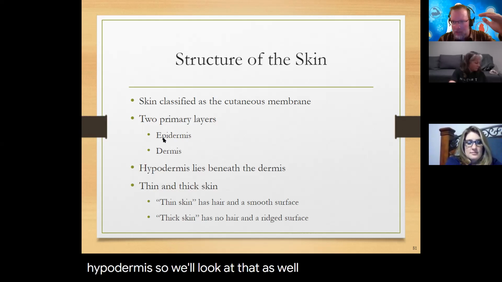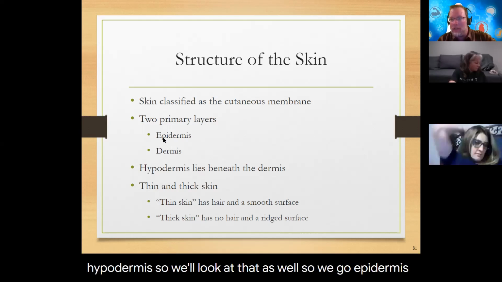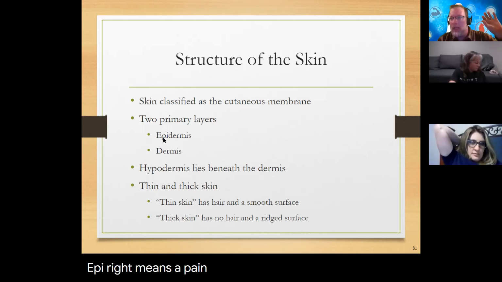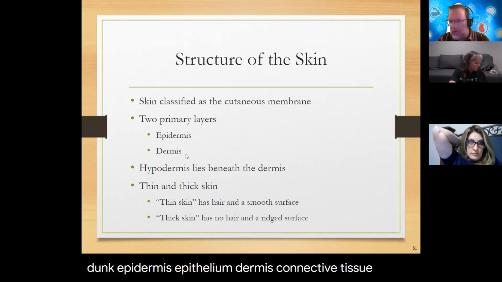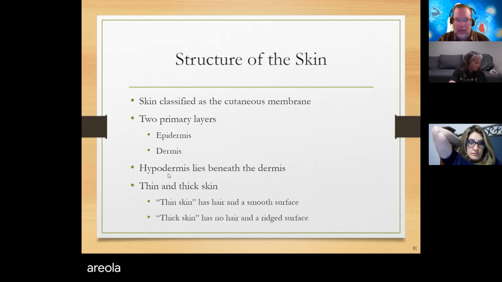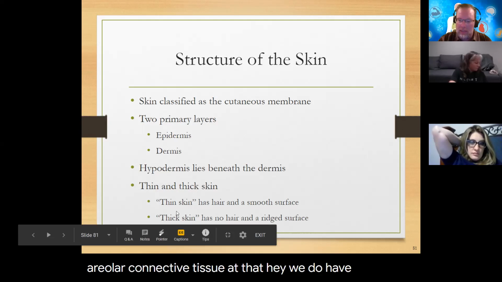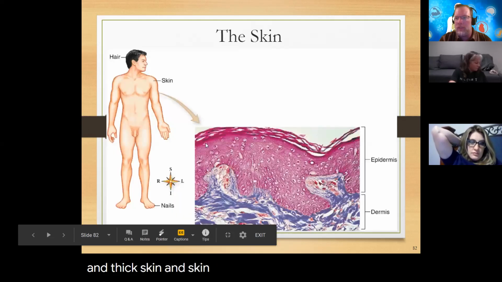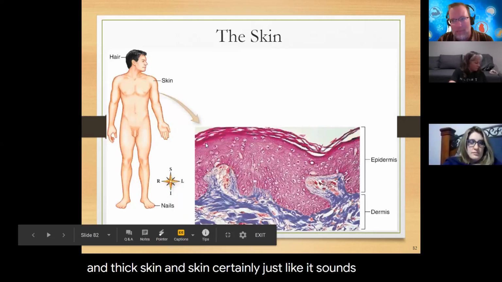So we go epidermis, epi, right? Means upon. Epidermis, epithelium. That's a slam dunk. Epidermis, epithelium. Dermis, connective tissue. Loose areolar connective tissue at that. Hey, we do have thin skin and thick skin. Thin skin, certainly, just like it sounds, is thinner than thick skin.